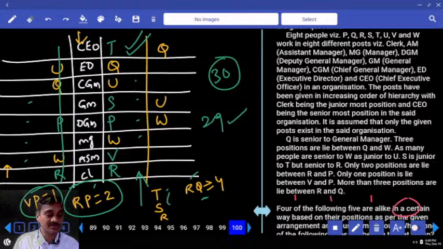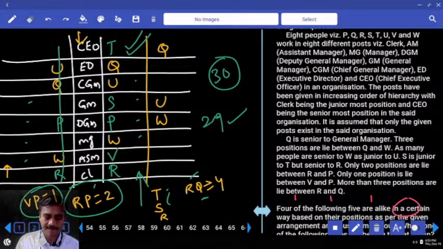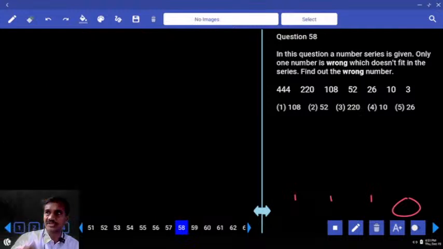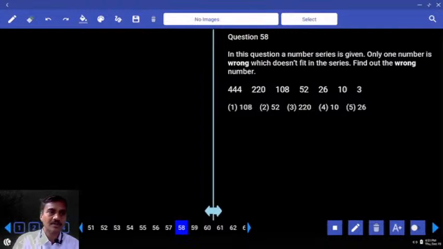Number series. Question numbers please. 58. Now question number 58. Wrong number. Now wrong number series, first or the second priority. First or the second priority, wrong number.